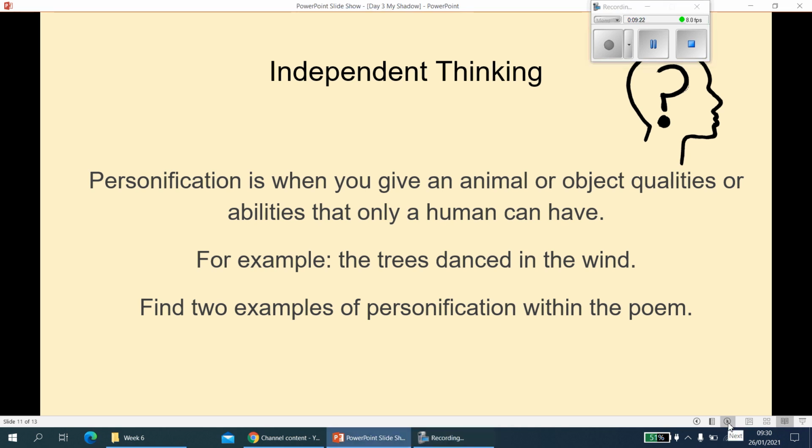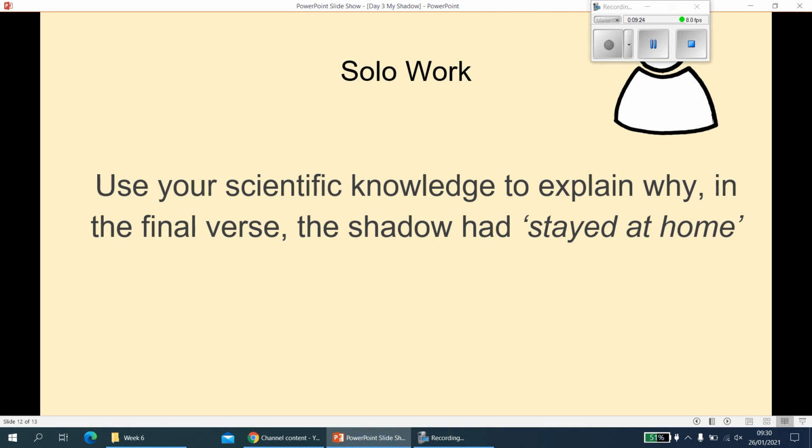And then I think, right then, last question for today, and it's a bit of a cross-curricular question. It says, use your scientific knowledge to explain why in the final verse the shadow had stayed at home. So what do we know about shadows and light? And what does it mean that the shadow stayed at home? Pause me whilst you have a think of this one, and then press play when you're ready to go through the answer.